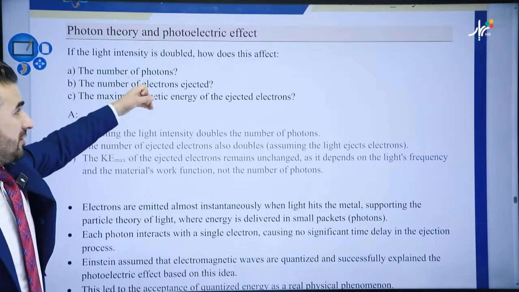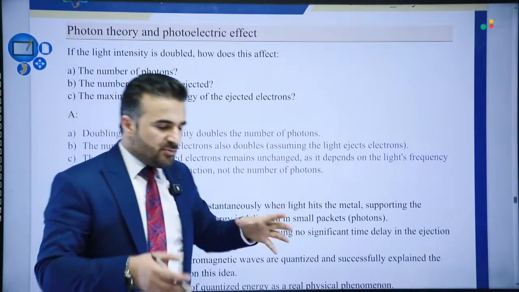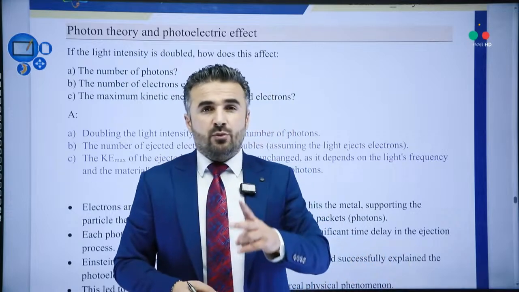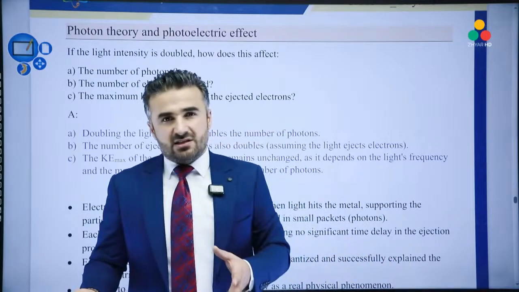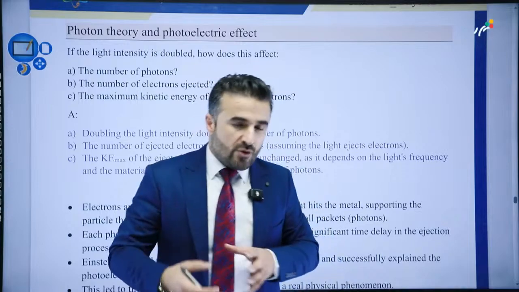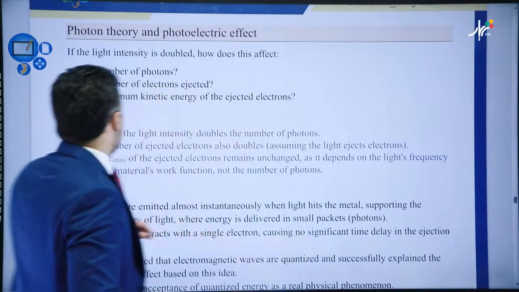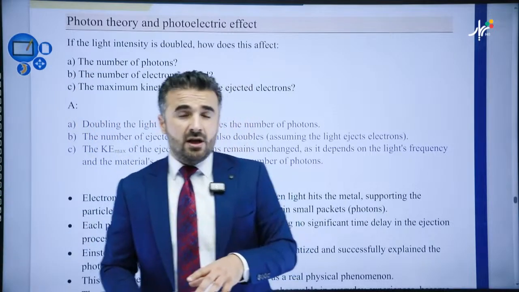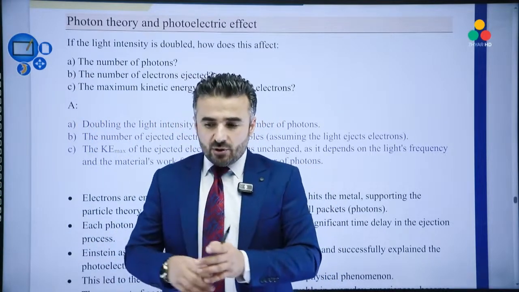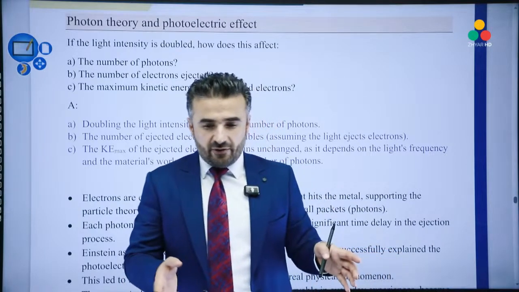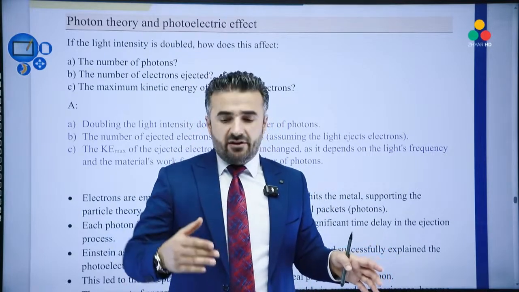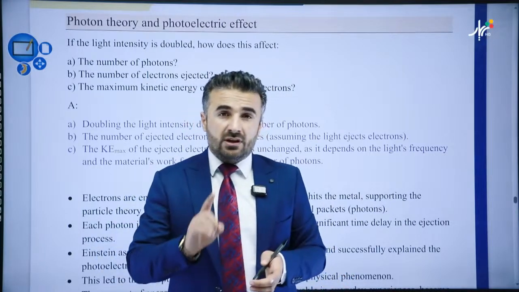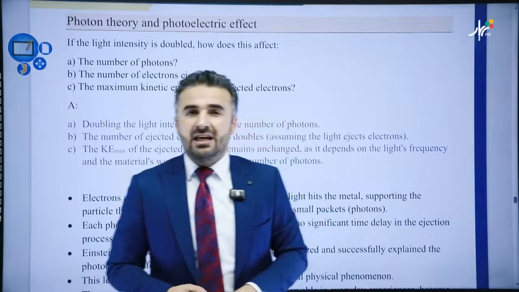The first one is the number of photons. We know that if we double the intensity, the number of photons that are incident, that are falling on the surface, will also be doubled. The more the intensity, the more the incident photons, don't forget. The second thing is the number of electrons ejected. You have to be careful when you answer this question: after the photoelectric effect is taking place, so the frequency of the incident light is bigger than the threshold frequency, then doubling the intensity will double the number of electrons that are ejected.